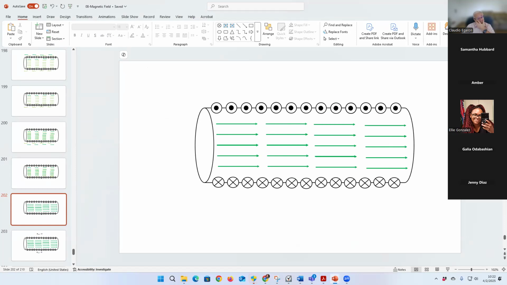Just by increasing the number of loops that you have in your current carrying wire, you increase the magnetic field accordingly, proportionally, right? Two loops is twice the magnetic field of just one loop. Three loops is three times the magnetic field of one loop. Four times, five times, six times, seven times, and so on, okay?